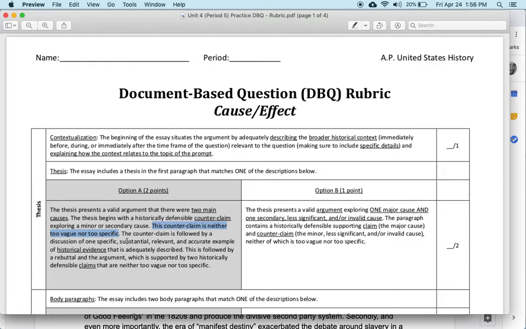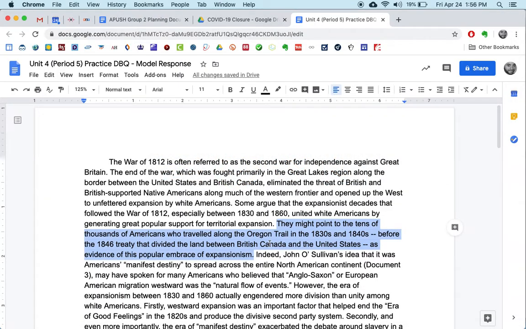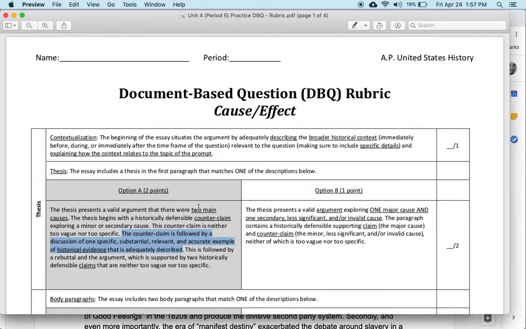And then follow your counterclaim up with a discussion of that specific, substantial, relevant, and accurate example of historical evidence that you describe adequately. You don't just throw it out there, but say something about it. So notice how I talk about the Oregon Trail, tens of thousands of Americans who traveled along it. I talk about how this all happened before the 1846 treaty that divided the land between British Canada and the United States. And so it's well described enough for the purposes of the AP exam, and it's a specific and accurate example, and it's relevant, obviously. So I'm done with that part.